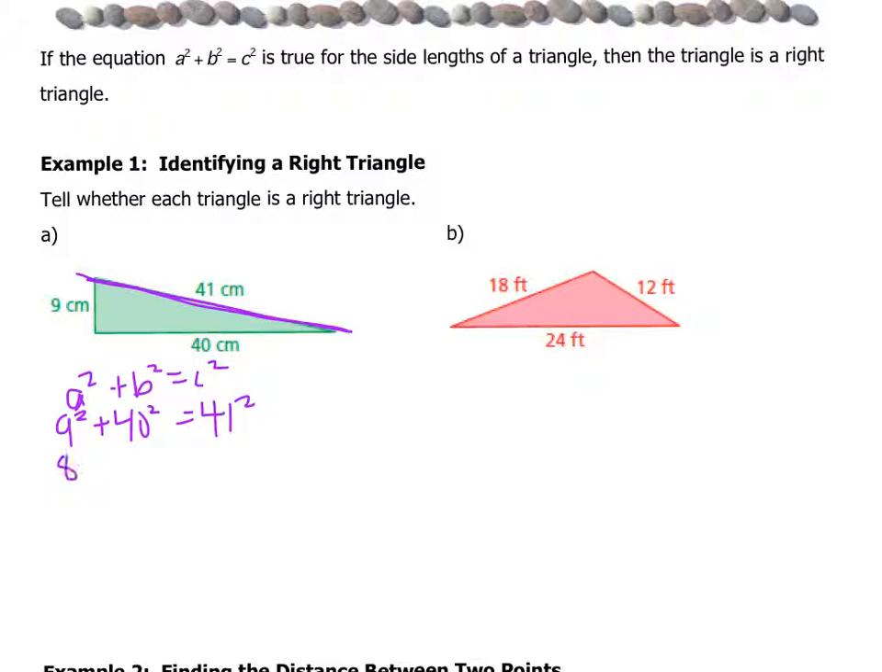And so we get 81 plus 1600 equals 41 squared, which is 1681. So obviously this does check because I get the same thing on both sides. So then the answer is, yes, it is a right triangle.